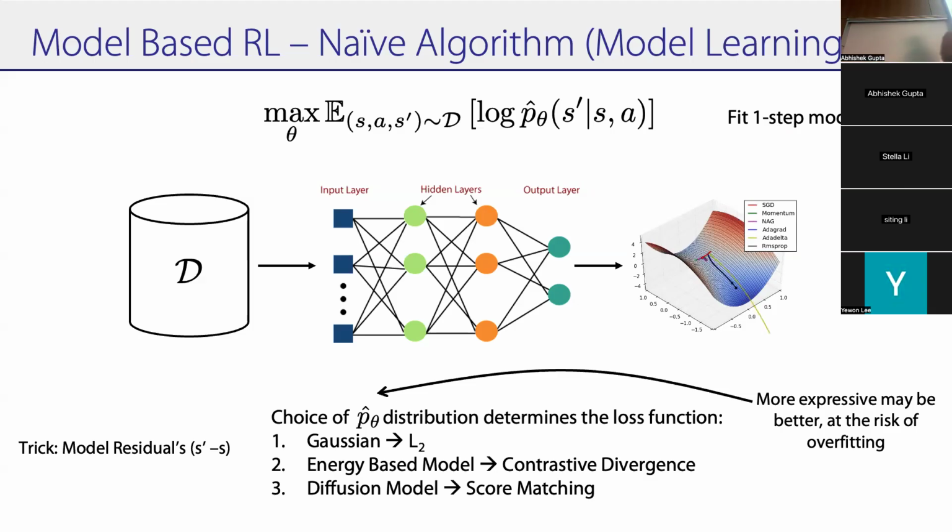One practical trick that often helps a lot is, instead of learning S prime, to learn the residual. It lowers variance a lot. In most practical model-based algorithms, you would learn something like the residual rather than just S prime.